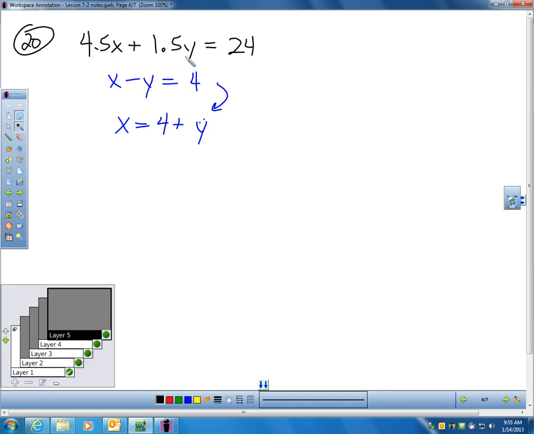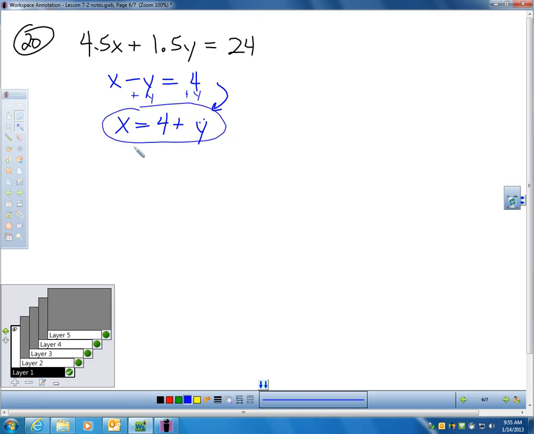20, here's my first equation. Here's my second equation. I want to substitute to solve this system. So the easiest thing I can do is if I just quickly add y to each side, do you notice how x is immediately by itself and I didn't have anything hard to do? So I just got x by itself. X and 4 plus y are the same thing. So now I need to substitute. That's why they call this substitution.